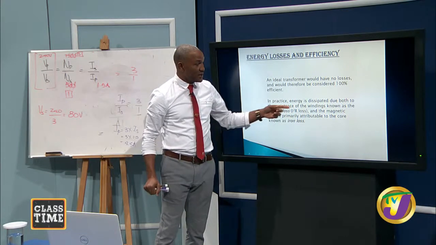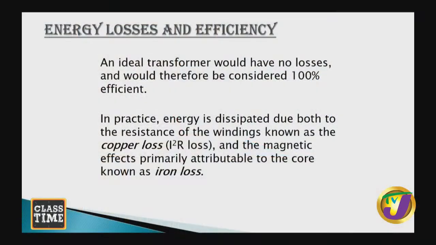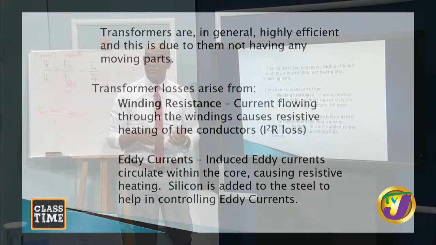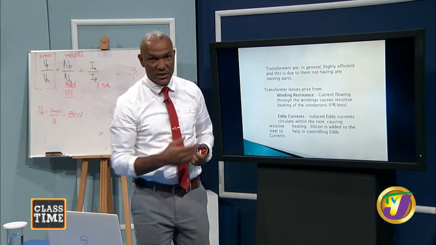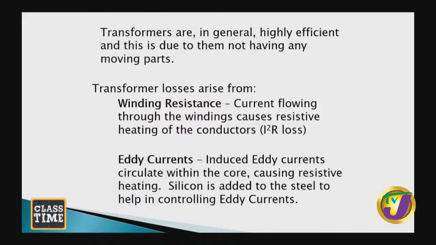But in practice, energy is dissipated due to both the resistance of the windings, known as copper loss, and the magnetic effect of the primary attributable to the core, known as iron loss. So the two main losses in a transformer are called copper loss and iron loss. Transformers are in general highly efficient. Why? Because this is due to them not having moving parts. Remember earlier I said that a transformer has no moving parts.